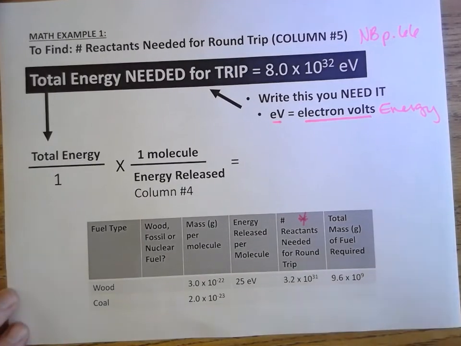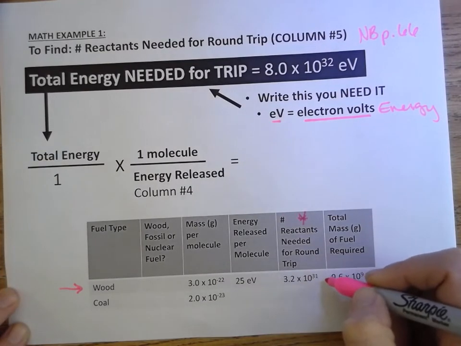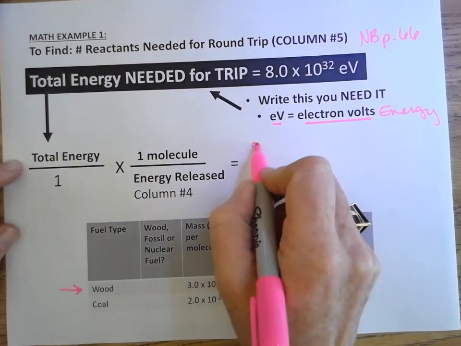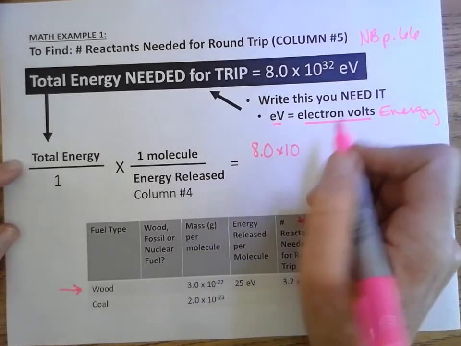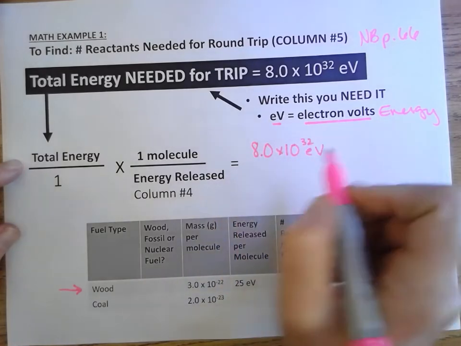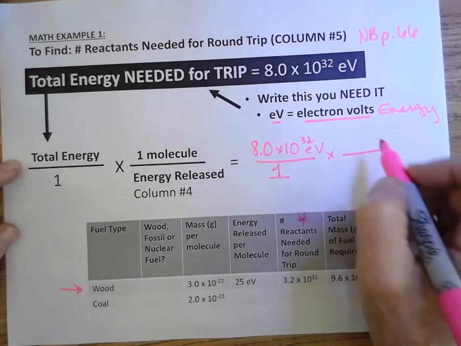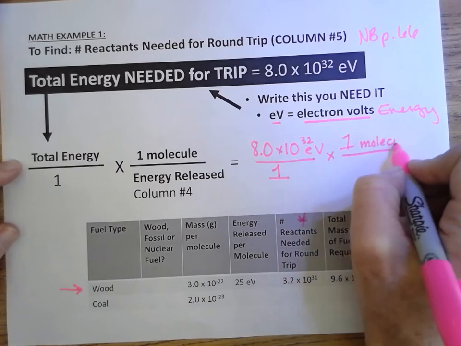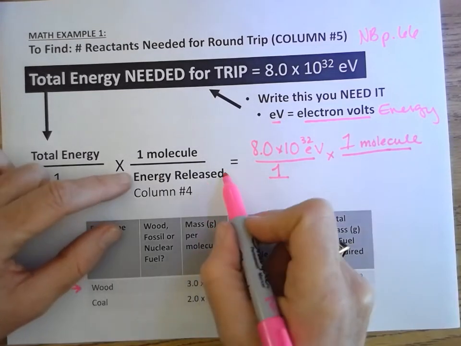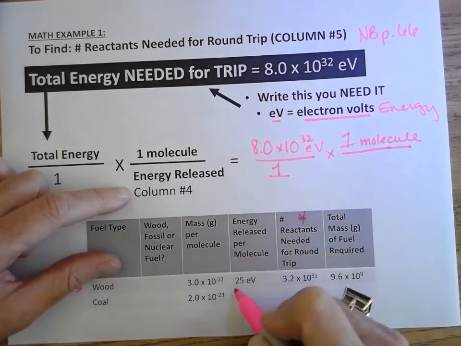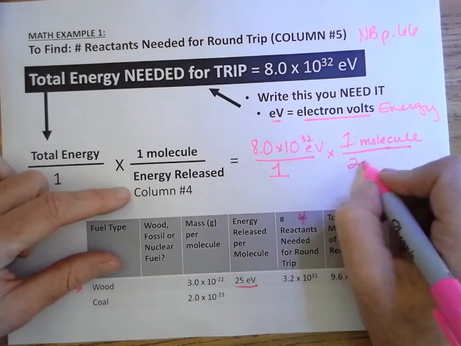Next to this, I'm going to model this for wood. The number that we want to get to is the number they provided for us. So I take the total energy, which is right here. Everybody's going to have this same number, over 1, because that's what it tells me, times 1 molecule over energy released, column 4. So 1, 2, 3, 4, energy released. Here is that number, 25 EV.